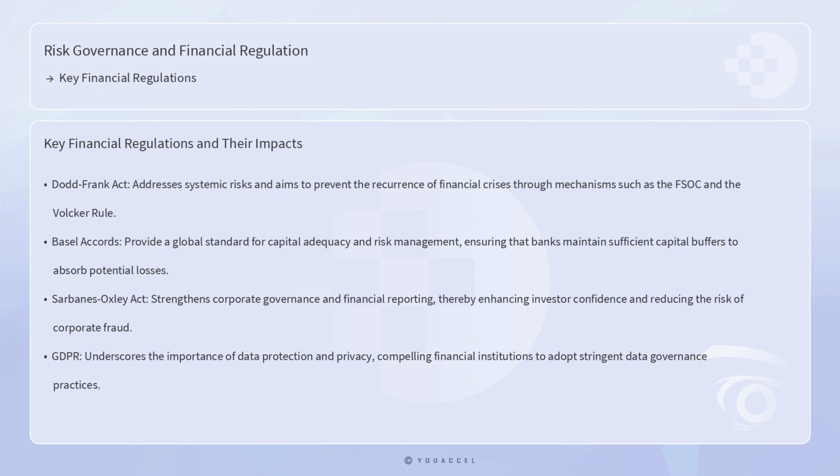The Basel Accords provide a global standard for capital adequacy and risk management, ensuring that banks maintain sufficient capital buffers to absorb potential losses. The Sarbanes-Oxley Act strengthens corporate governance and financial reporting, thereby enhancing investor confidence and reducing the risk of corporate fraud. GDPR underscores the importance of data protection and privacy, compelling financial institutions to adopt stringent data governance practices. The FATF recommendations set international standards for combating financial crimes, safeguarding the integrity of the financial system.